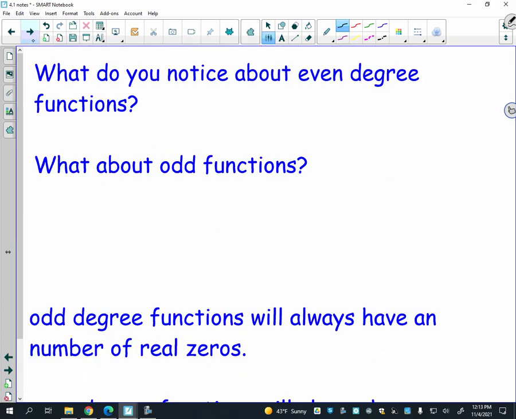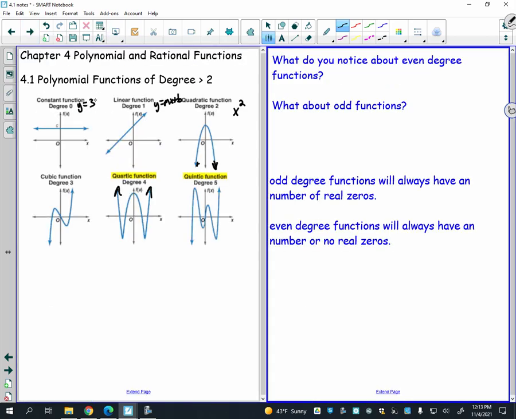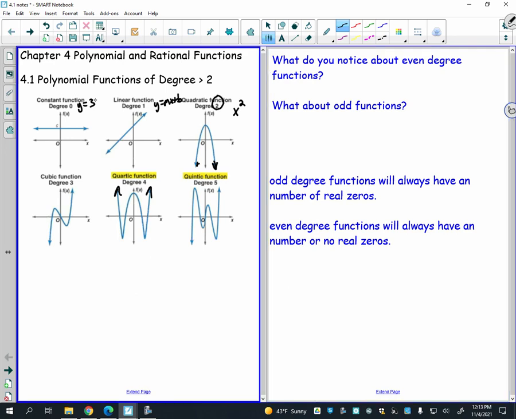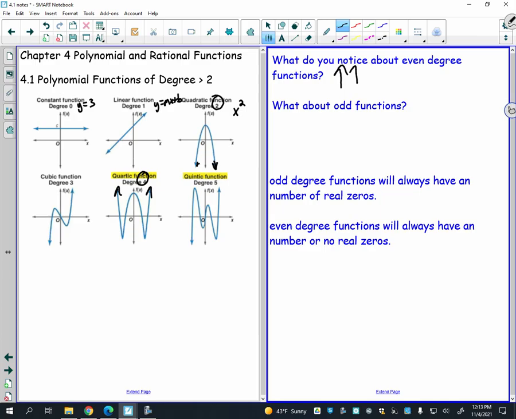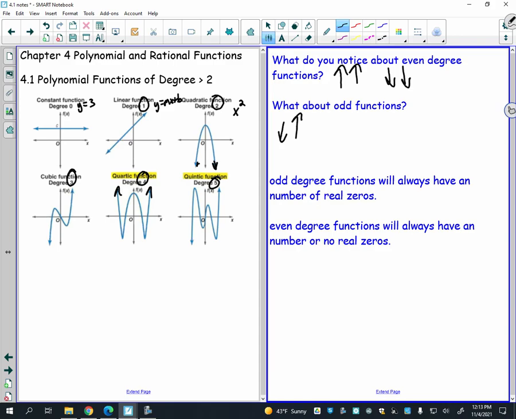So it says, what do you notice about even degree functions? What about odd degree functions? Well, if I double page this, even degree functions, maybe you notice if it's an even degree, like 2 or 4, the arrows go in the same direction. So arrows either go up like this or down like this. If you look at the odd numbers like 1 and 3 and 5, look at the arrows on those. They always go in opposite directions, so odd functions go like this, or it could go up on this side and down on this side.